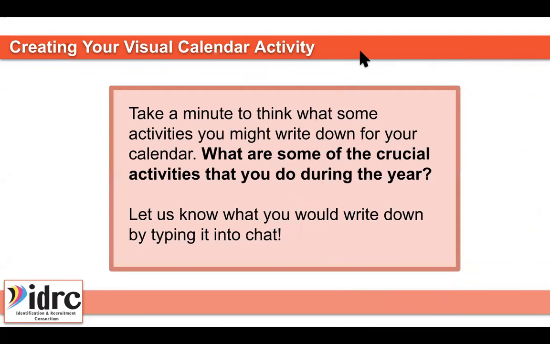And so now take a minute and think about what some of the activities you might write down are. As I mentioned, if you have a piece of paper next to you, go ahead and start writing some down. Open up the Notepad app on your computer and write some down as well. What are some of the crucial activities that you would write down that you want to do during the year? Let us know by typing it into chat, and I'll give you a minute to think about it.